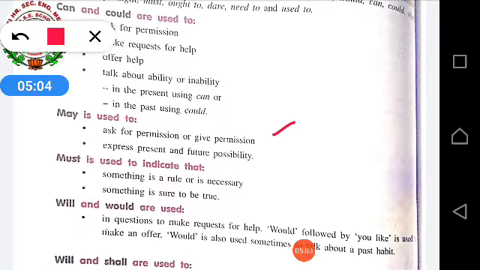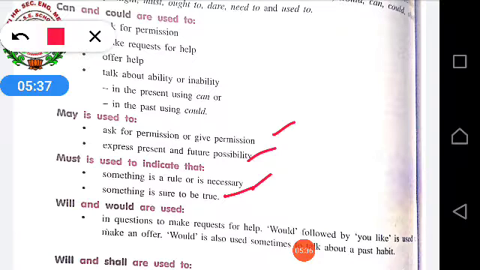Next, must is used to indicate that something is a rule or is necessary, or something is sure to be true. So must is used to indicate that it is a rule, or it is necessary to do, like you must do your homework. It is very important, that's why I'm telling you to do your homework. At that time we are using must. Or if anything is true, correct, for that also we are using must. Next, will and would.